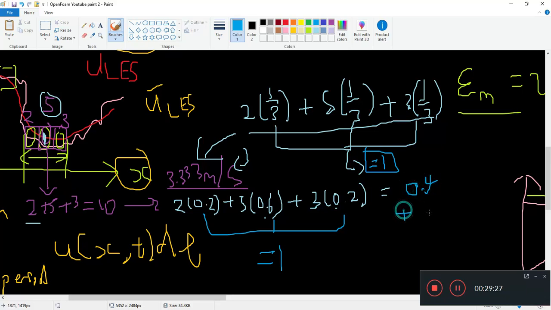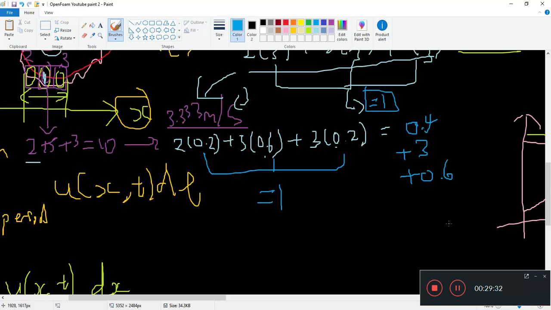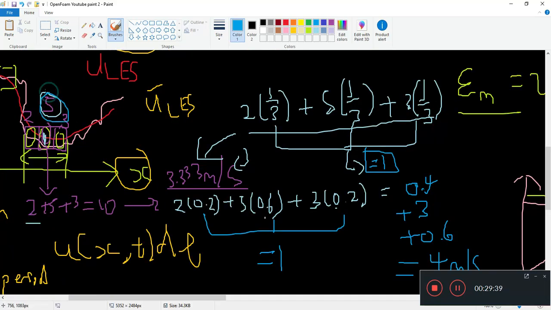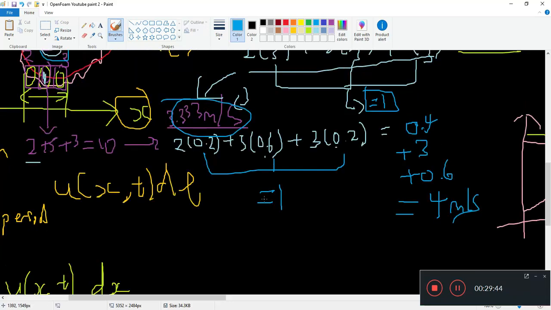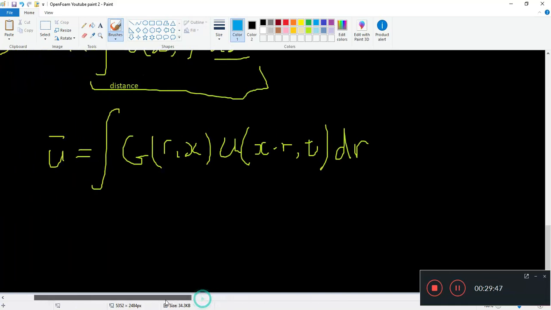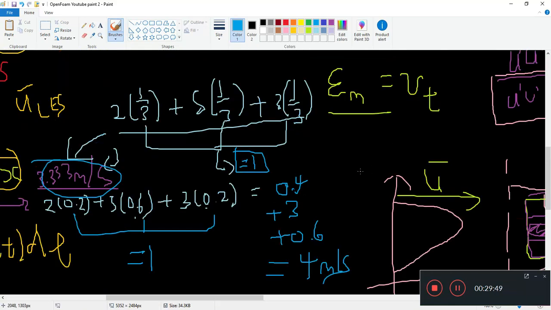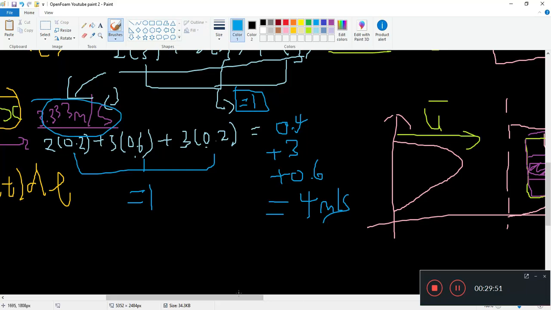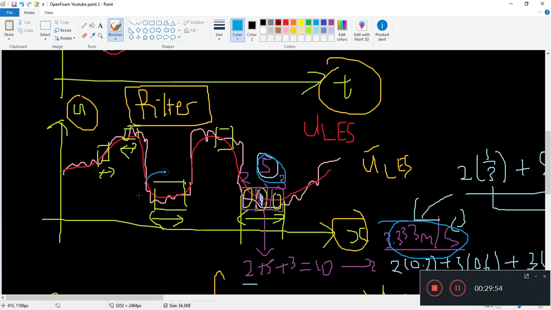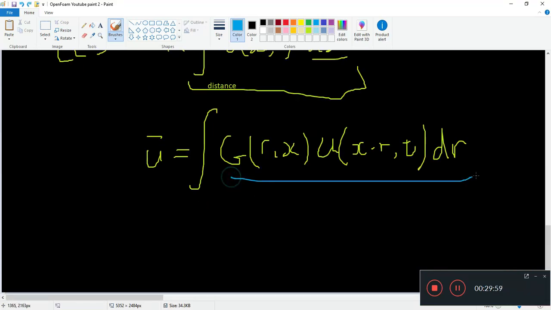5 times 0.6 is 3. 3 times 0.2 is 0.6. And then I add this up, I'll get 4 meters a second, which is pretty much closer to this 5 than, let's say, this 3.333. So that's one of the ways to do averaging as well. You can add weighting factors, or you can adjust the size of your box, so to speak. And you can do it across the whole length. This is what this form is trying to say.